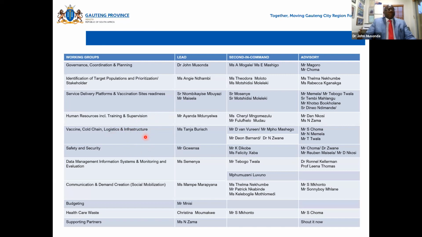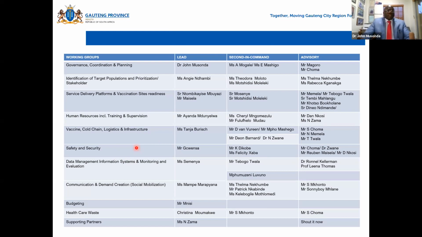If we get Pfizer, we need to really prepare adequately to be able to keep vaccines at minus 70 degrees. Safety and security, this is big, because we need to know from the time the vaccines arrive to the time they are administered into a patient or a member of the community or health worker.